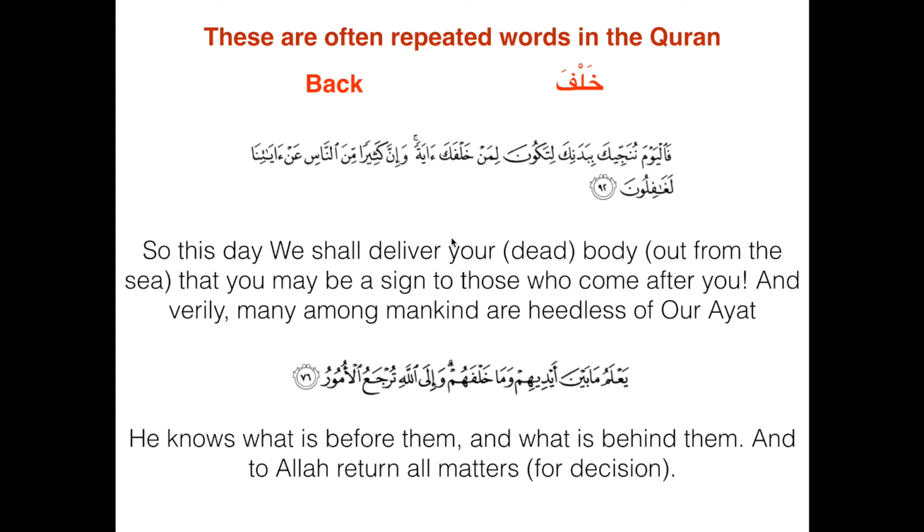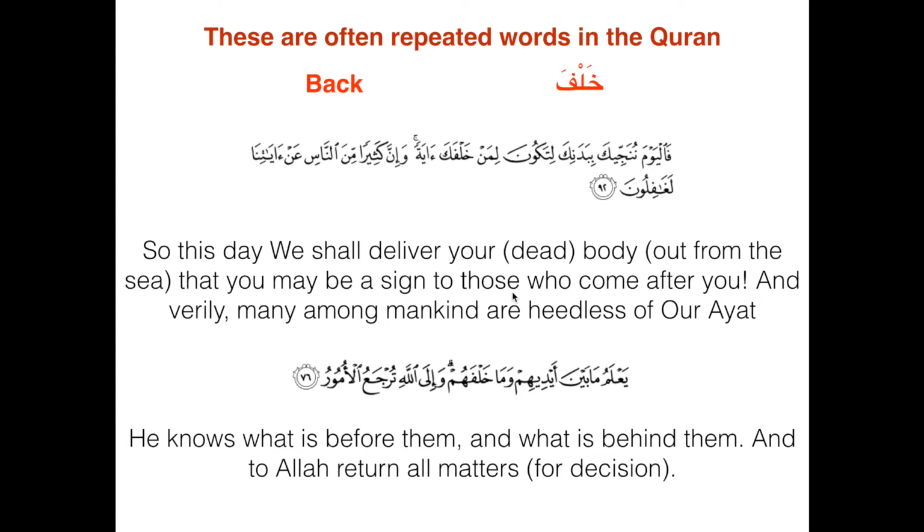It's the exact same as our last example. It's as if you're on the road of life, the road of history, and those who are coming after you are actually behind you, and those who came before you are actually in front of you. So you have over here لِمَنْ خَلْفَكَ آيَةً, those who will come after you.